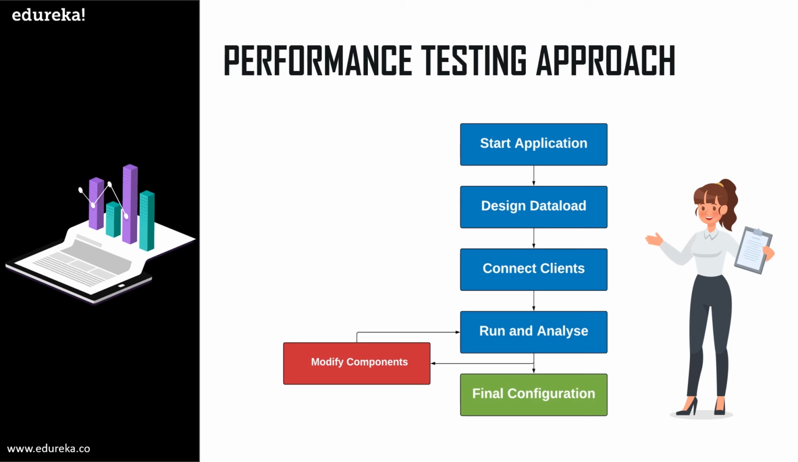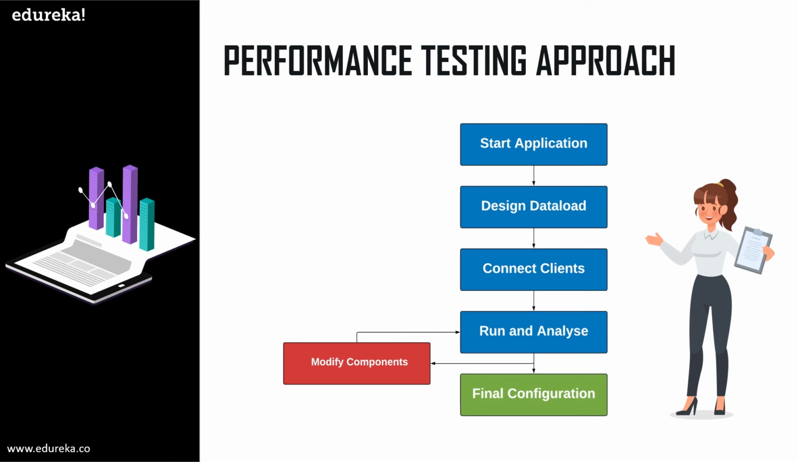Later, the big data developer designs the workload required to run the test. Then in the next stage, we involve the clients into the test and take their feedback. After that, execute the application with data and analyze the results. And now, if we find the application to be performing with optimum stability, then the process is finished. Else, we apply the required modification and retest the application. So this is the performance testing approach.